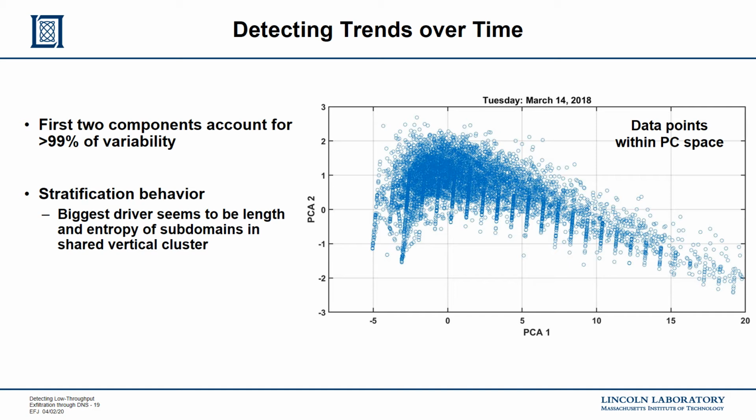One thing that was interesting to note was this sort of stratification behavior that we see in this plot. So you see that a lot of the data points tend to be grouped in those vertical lines. And when we investigated this, we saw that the biggest driver seemed to be the length and the entropy of the subdomains. Each of those shared vertical clusters had similar values for those two variables.